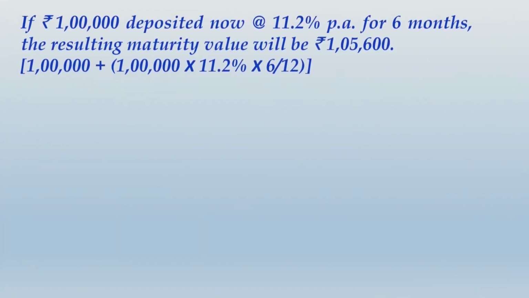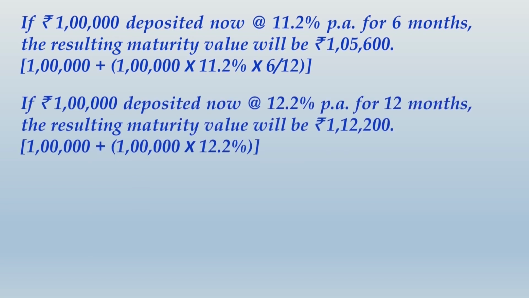So that description part comes this way. If rupees 1 lakh deposited now, once again I have taken the viewpoint of depositing now. You can write it for borrowers also, no problem. So if rupees 1 lakh deposited now at 11.2% per annum for 6 months, the resulting maturity value will be rupees 1,05,600. I have shown the working of how we got 1,05,600. If rupees 1 lakh deposited now at 12.2% per annum for 12 months, the resulting maturity value will be 1,12,200.